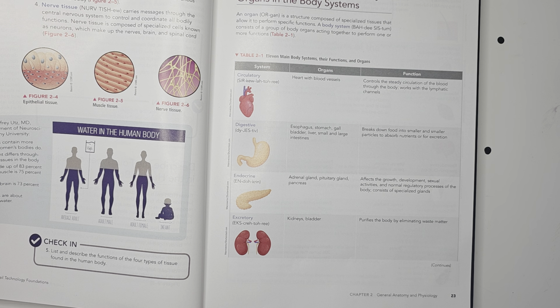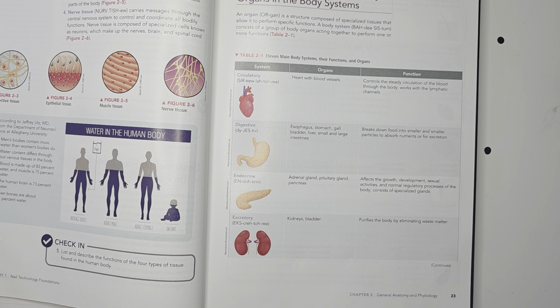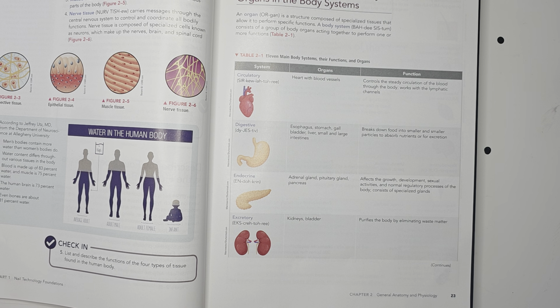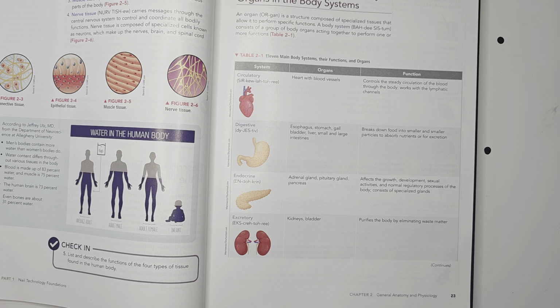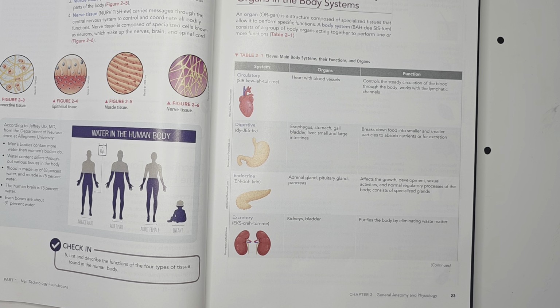Check-in. List and describe the functions of the 4 types of tissue found in the human body. Define the functions of the body's organs in the body systems. An organ is a structure composed of specialized tissues that allow it to perform specific functions. A body system consists of a group of body organs acting together to perform one or more functions.